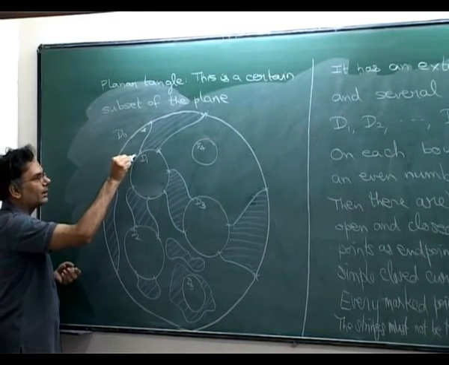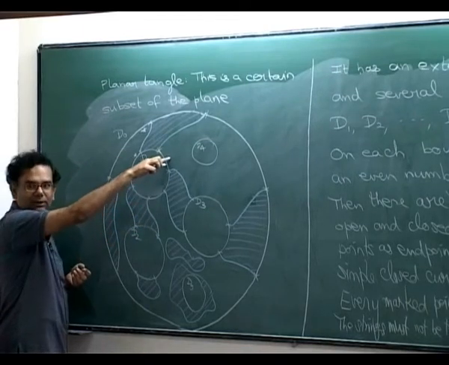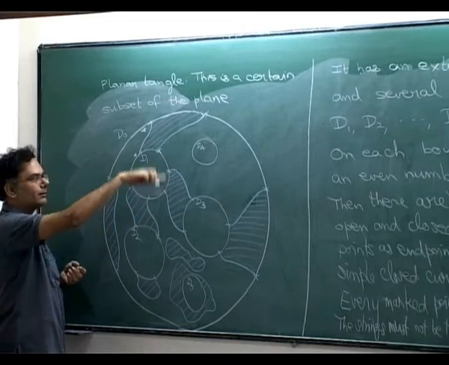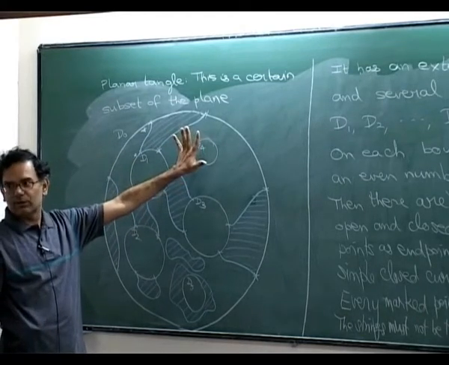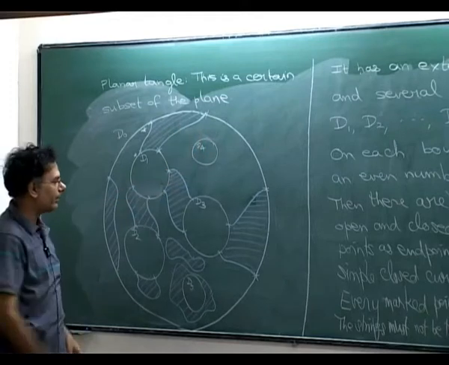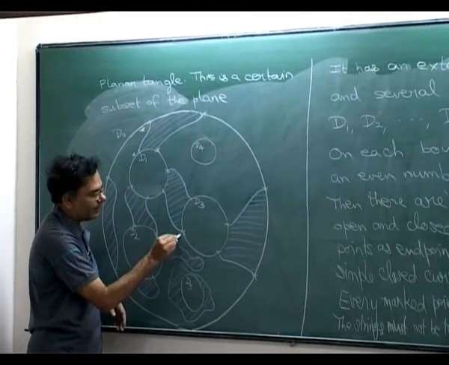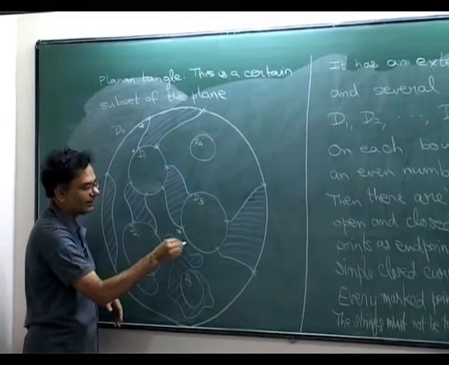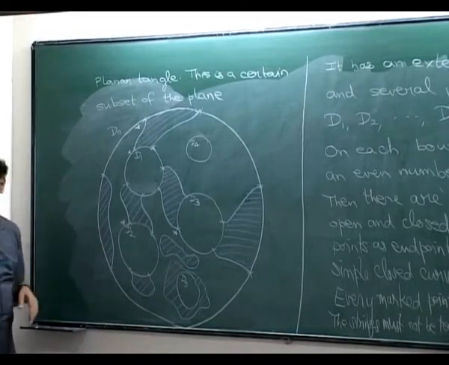I can choose this to be the star region, or I could have chosen this to be the star region, or I could have chosen this to be the star region for D1. For D4, there is no question of choosing any star region because there are no mark points on its boundary. For D3, here is a white region which touches its boundary. I'll call this one the star region for this. And for D2, let me call this the star region.